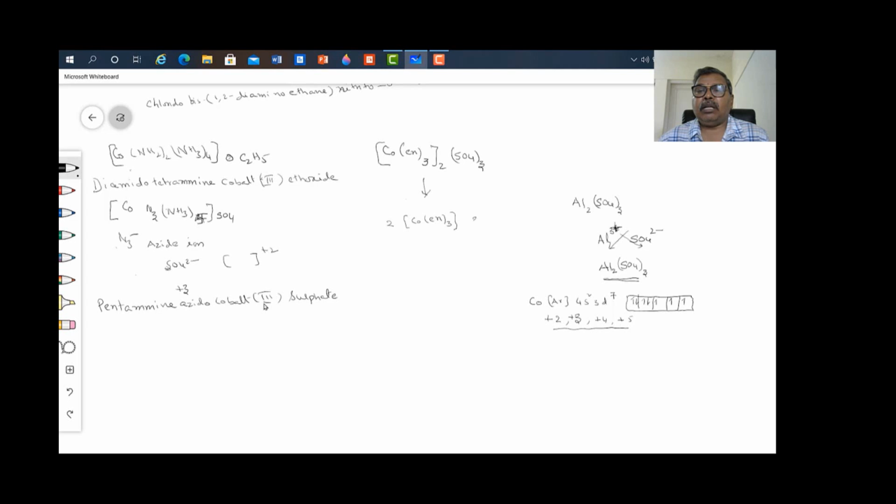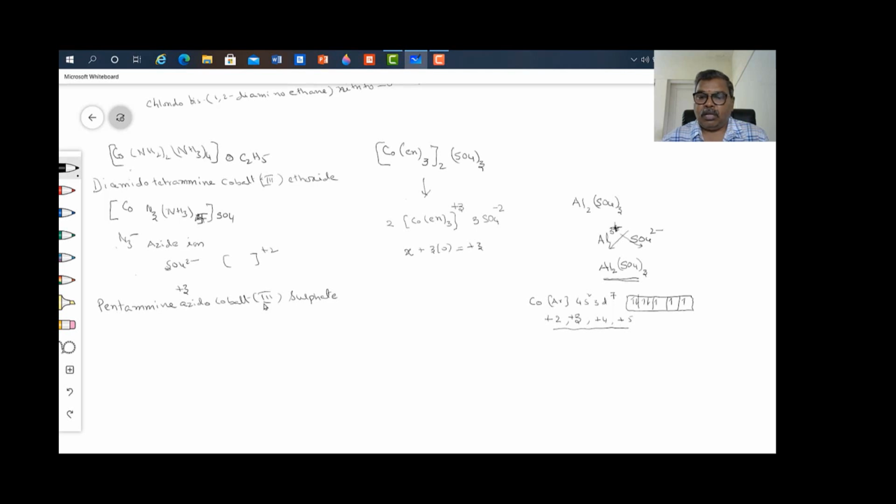Now see, 3 SO4 groups are there. Each SO4 group carries -2. So 3 into -2 is -6. Therefore, here it must be +3. For ethylene diamine, with cobalt oxidation state X, ethylene diamine is a neutral ligand, 0, and it is equal to +3. That means the oxidation state of cobalt is Roman number 3.